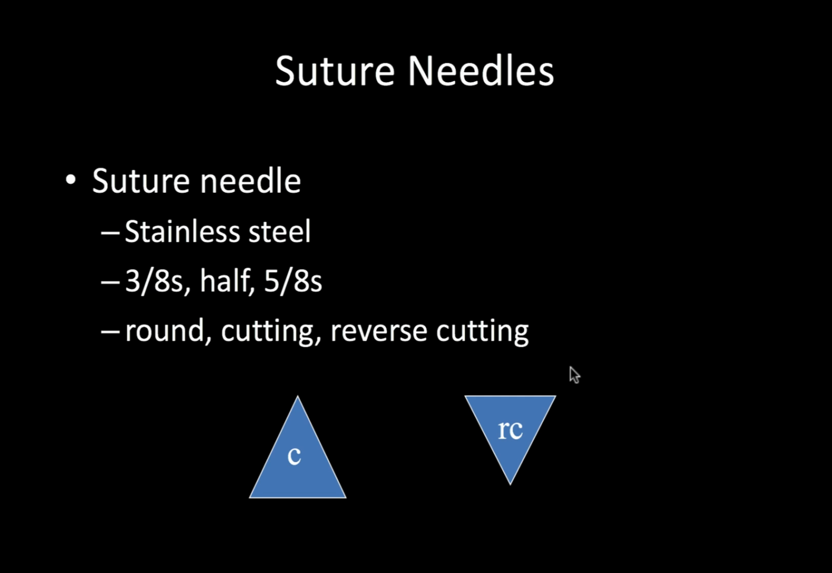Reverse cutting needles, as you see here on the right, are an inverted pyramid. Reverse cutting needles have their cutting surface on the convex surface and are ideal for tougher tissues such as oral mucosa or gingiva. Reverse cutting needles have more strength than conventional cutting needles, and there is a reduced risk of cutting through tissue. Therefore, they are preferred for gingival surgery.